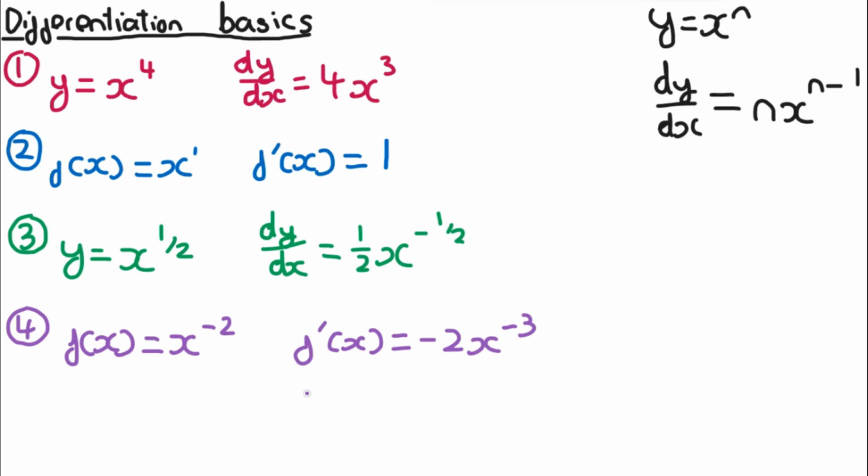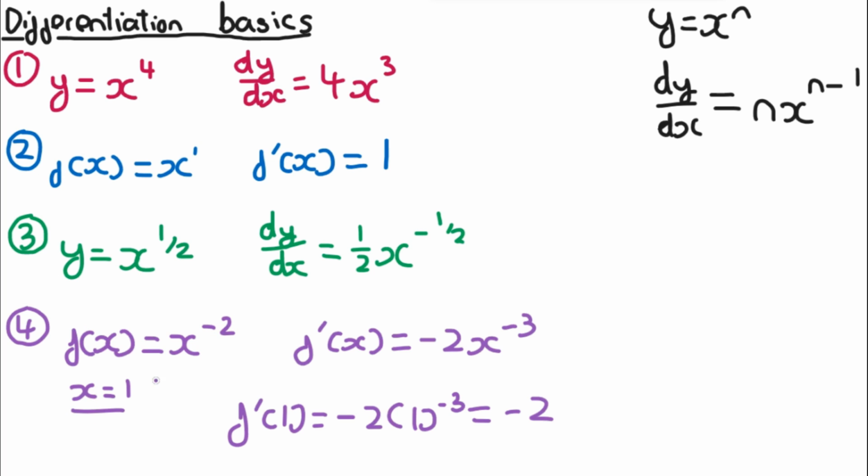So just a quick reminder of what this means. It means we can find the gradient at any point. So let's say for this final example, we wanted to find the gradient when x is equal to 1. We just plug x into here to get f dash of 1 is equal to minus 2 times 1 to the power of minus 3, which if you put this into a calculator, is equal to minus 2. So therefore, when x is equal to 1 for this graph, the gradient is equal to minus 2.